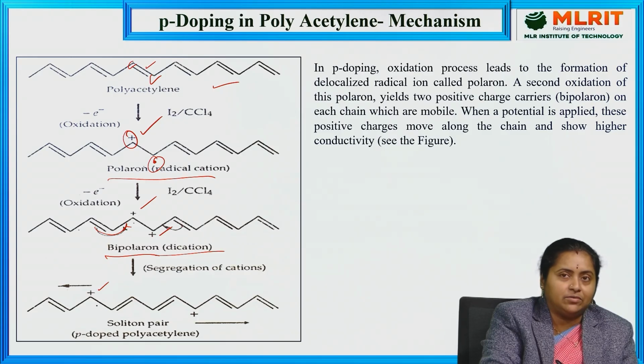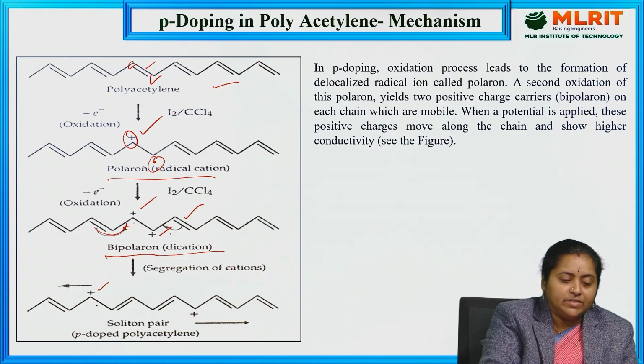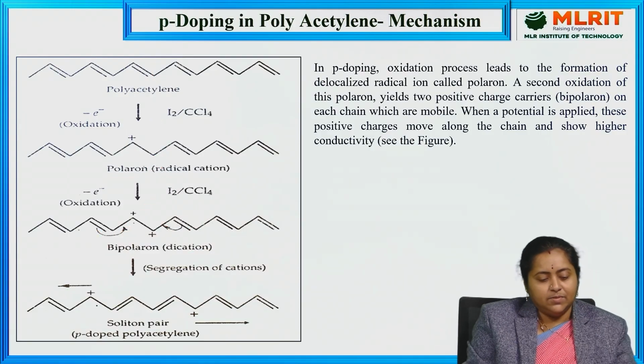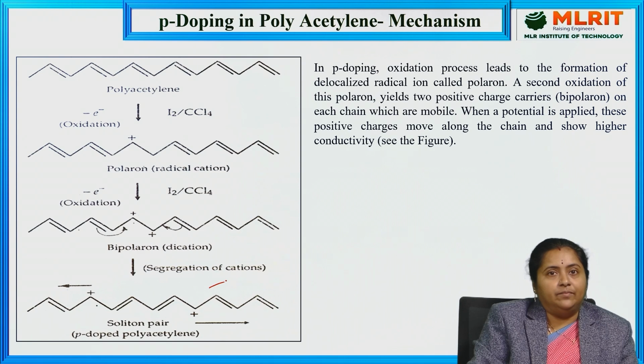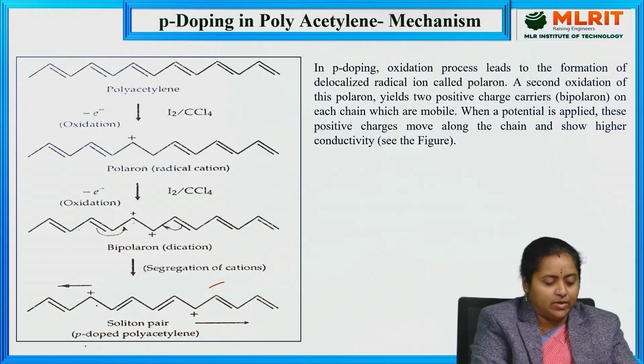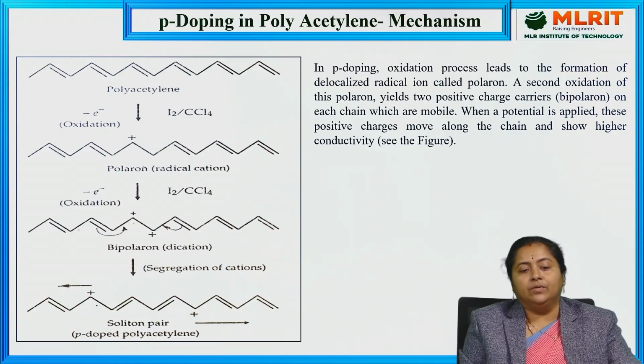So it is seeking electrons from the next carbon atom, which is rich. In this case, it has one pi bond. If this pi bond is shifted towards this carbon, then this carbon atom will acquire a positive charge. That positive charge is represented here. In this way, the positive charge will segregate along the polymer backbone, thereby the conductivity of polyacetylene can be increased. So this is what we call p-doped polyacetylene. This is the mechanism involved in doping, that is p-doping, in the case of polyacetylene.